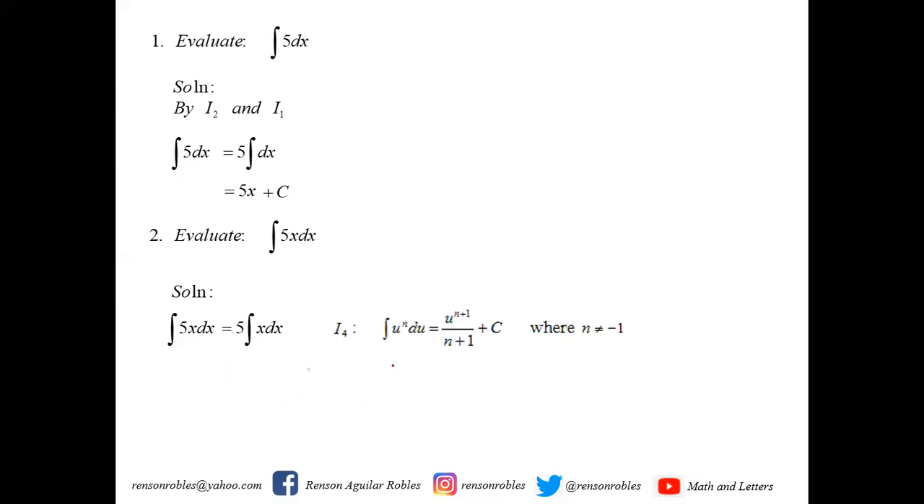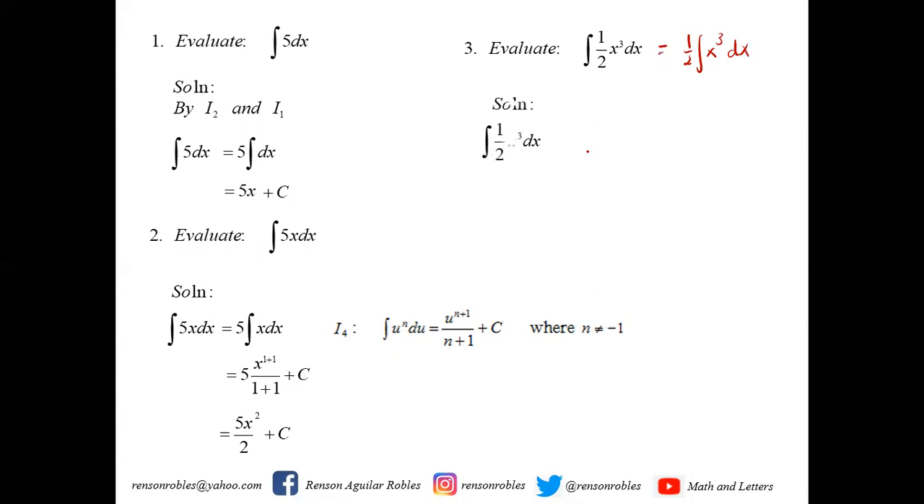Okay, we have this. And then for example number 3, we wish to simplify the integral of 1/2 x cubed dx. So again, there is a constant here, so we can write this of the form 1/2 integral of x cubed dx. And then again, by power formula, we can write this as 1/2 x raised to 4, that's 3 plus 1, over 4 plus c. And then to simplify, we have 1/2 times 1/4, that's 1/8, x to the 4 plus c.